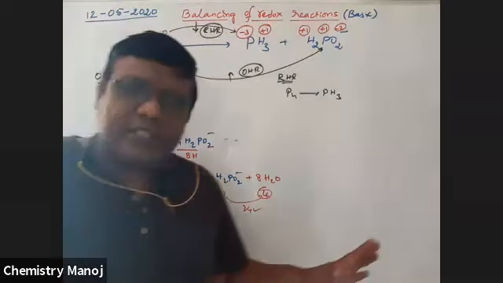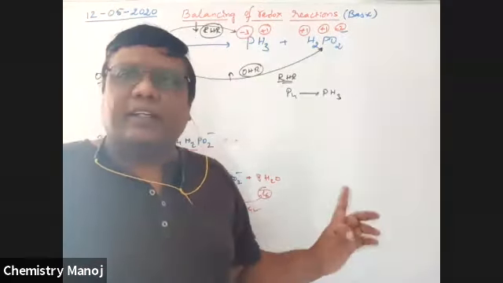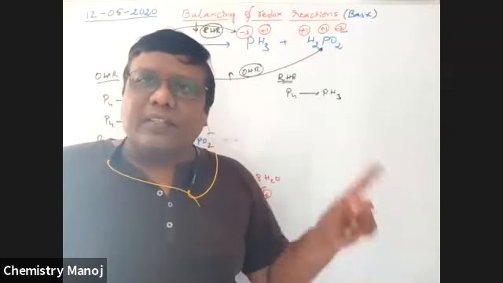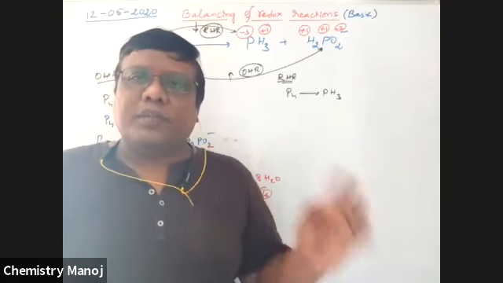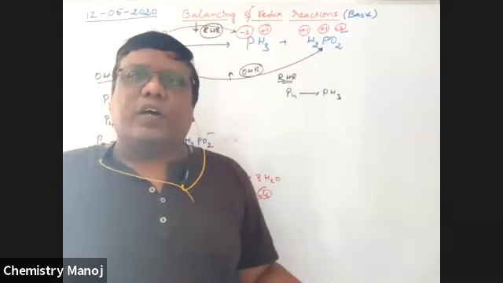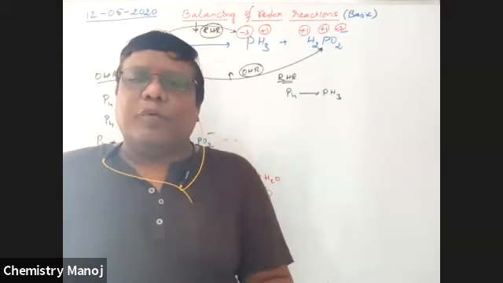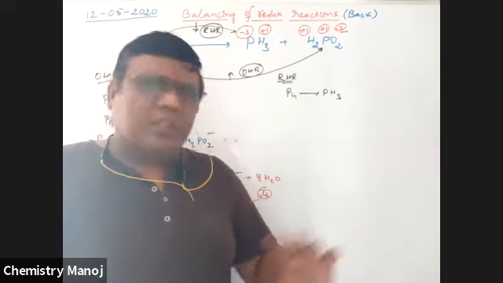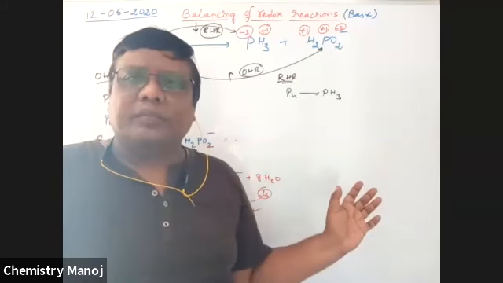So, my dear, once again: on the shortage side, use water, and at the same time use the opposite OH. Shortage side, use water; at the same time, use opposite OH. So, that is the complete balancing of that reaction.